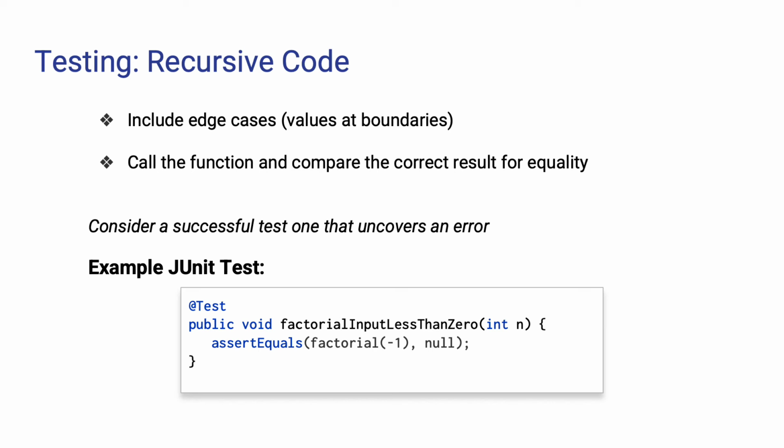A simple approach to testing a function such as factorial may be to check the correct result and what the function actually returns for equality. Below we can see an example JUnit test case where we call factorial with -1, which we will say should return null. A great tip is to consider successful tests one that uncover an error. For example, this test shows that in our previous code for the recursive and iterative factorial functions, we should determine how we want our code to handle negative inputs.